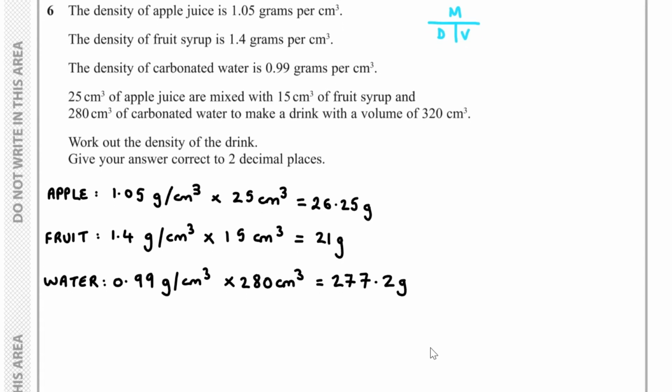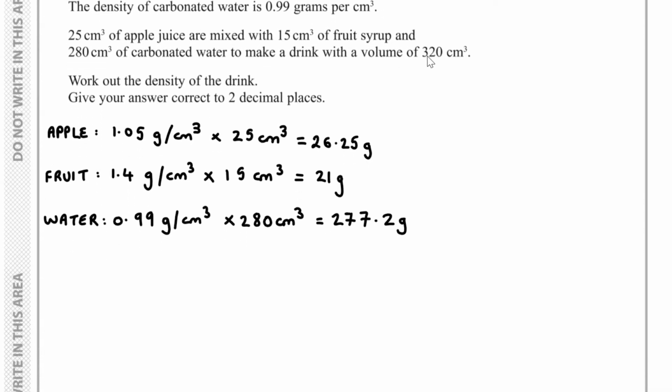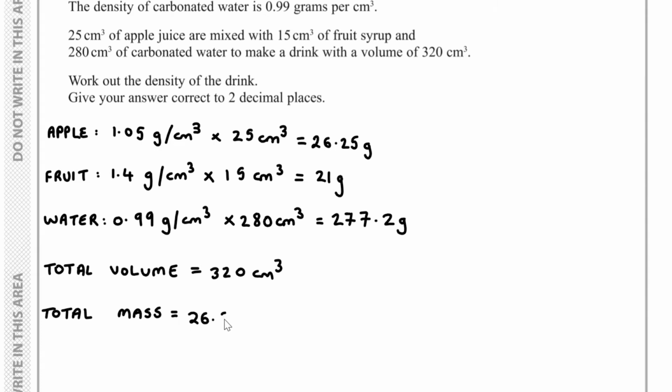Now, we were told that the total volume is 320. So we have the total volume being 320 centimeters cubed. We can add these together to find the total mass. So the total mass is equal to 26.25 plus 21 plus 277.2. So the total mass is 324.45 grams.